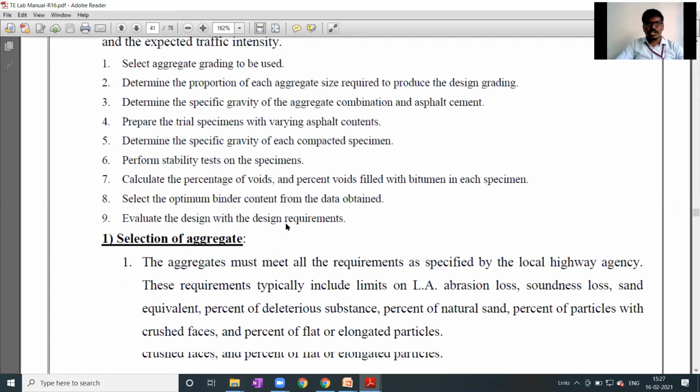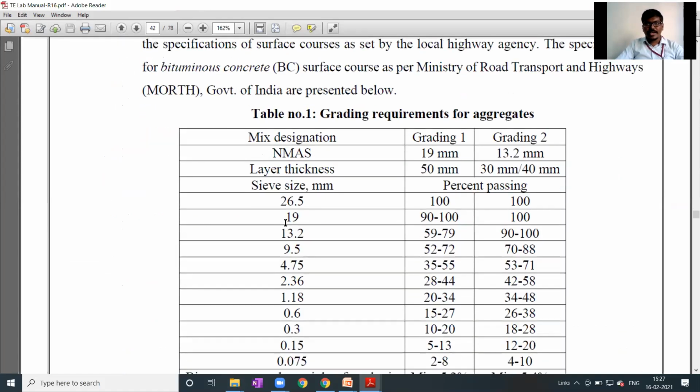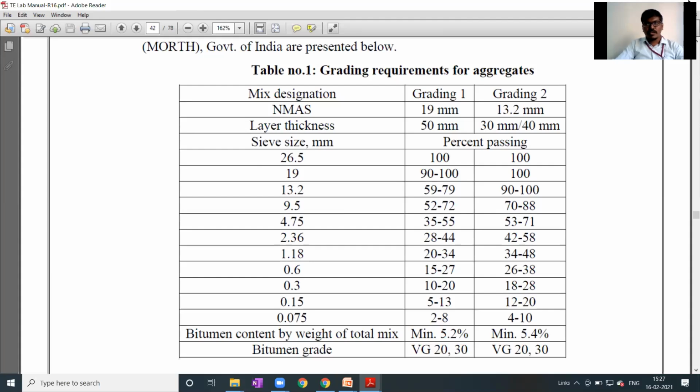The procedure is first the selection of the aggregates. I have told you coarse aggregate, fine aggregate, and later on the filler required. So here you can see the grades, right? We need to select any one grade here. There is a grading requirement for the aggregates. For example, the layer thickness is 50 mm, and another layer thickness for grading will be 30 mm or 40 mm. So these are the sieve sizes: 26.5, 19, 13.2, 9.5, 4.75, 2.36, 1.18, 600 micron, 300 micron, 150 micron, 75 micron.